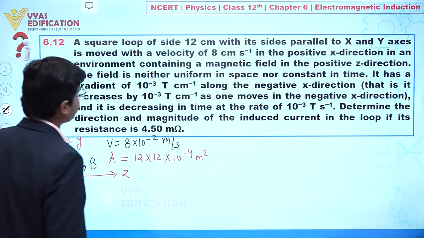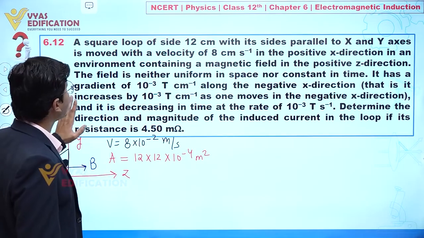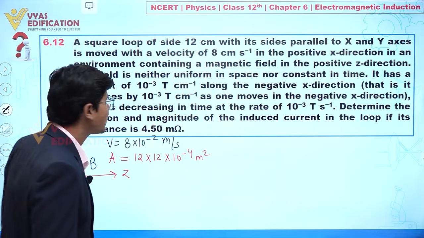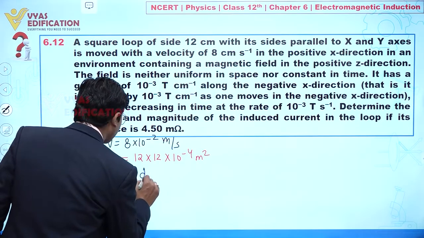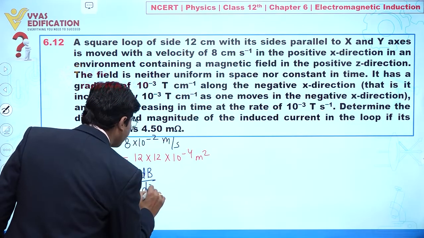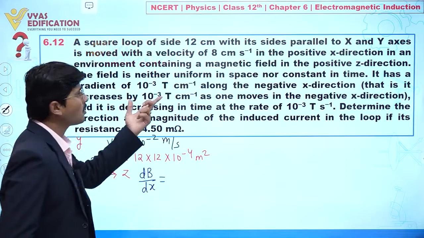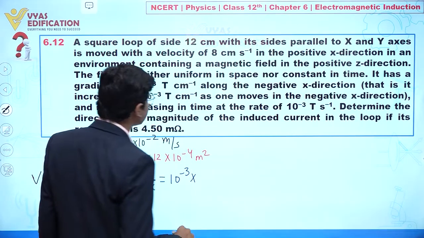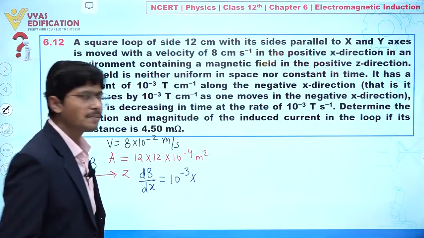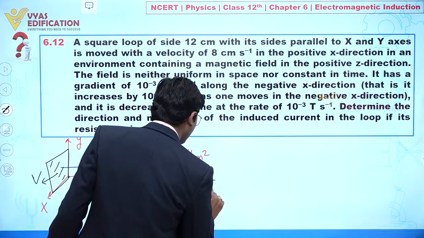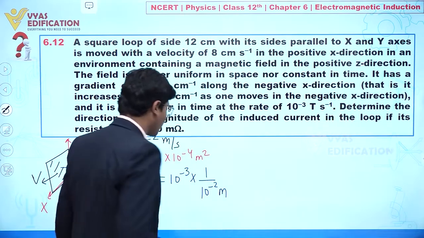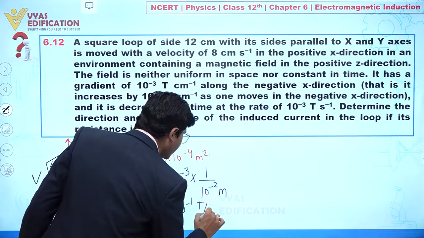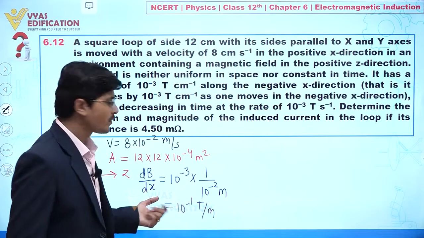Now it is given it has a gradient of 10 to the power minus 3 Tesla per centimeter along the negative x direction. It means dB by dx is given to you as 10 to the power minus 3 Tesla per centimeter. Centimeter you can convert into meter, 10 to the power minus 2 meter. So from here we can say this is equal to 10 to the power minus 1 Tesla per meter.